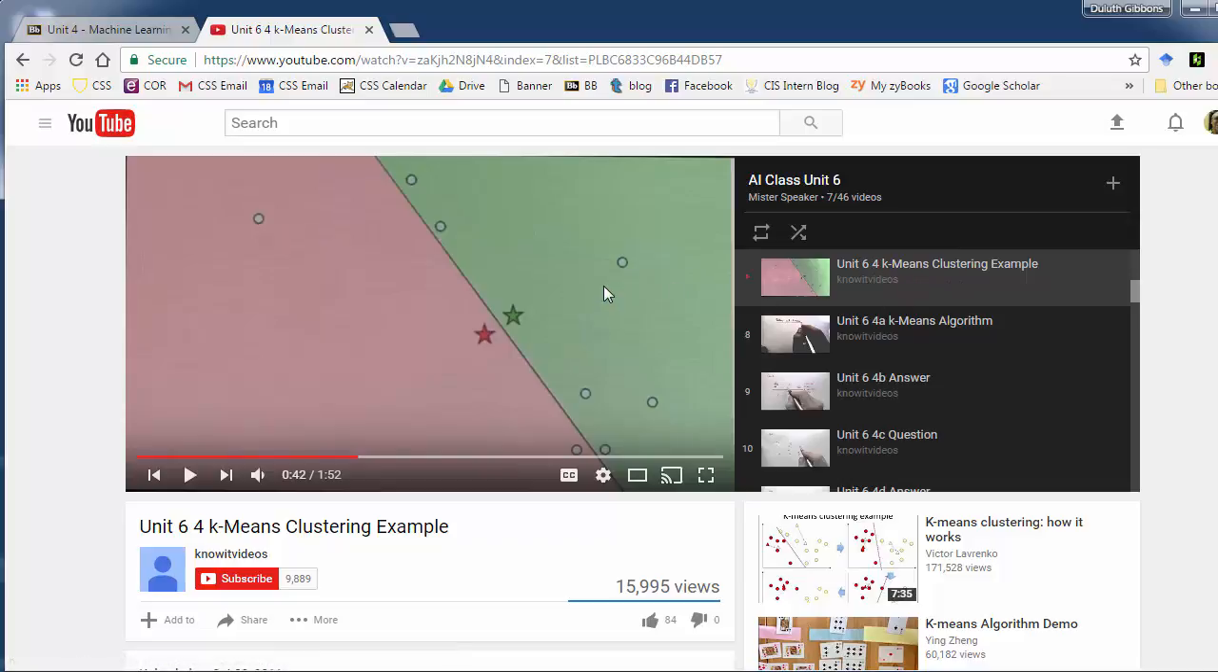Now, in all these things, k-means or k nearest neighbor, the k is always replaced by a number. So we might talk about the three nearest neighbor algorithm, or in this case, the two cluster example here. So again, we're going to try to break this group into two clusters and figure out how it does.